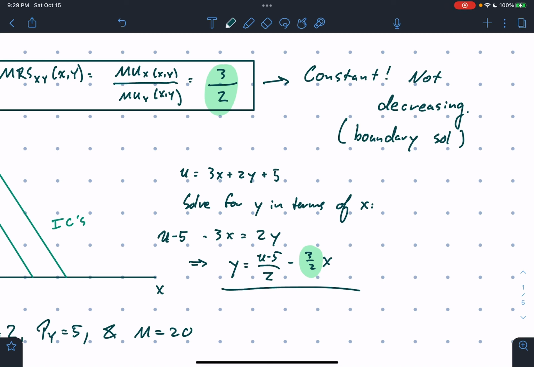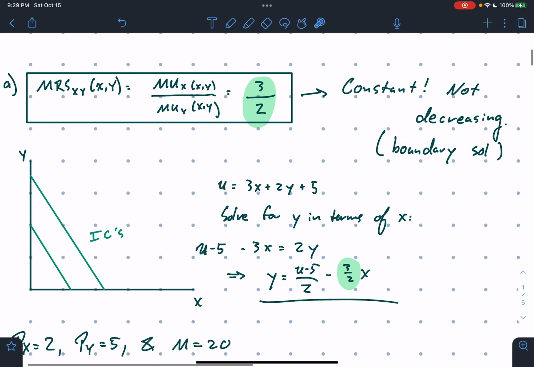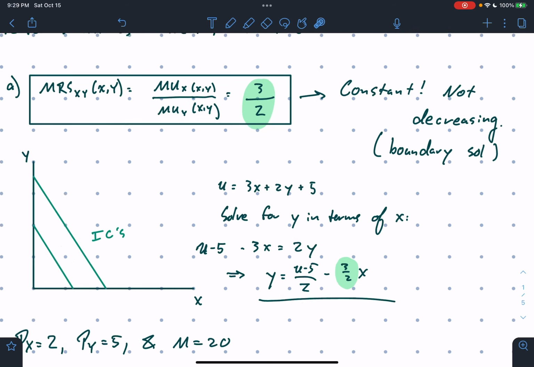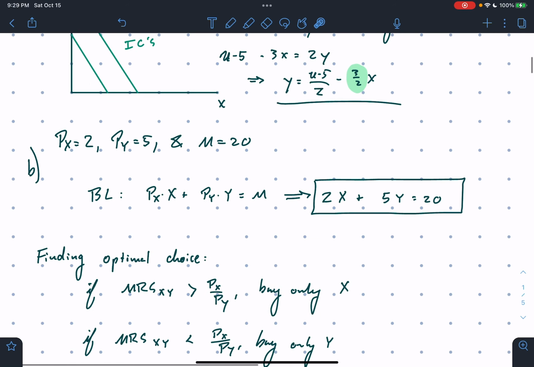What we do is we just isolate y on one side of the equation, divide over by 2, and then we get the slope of the indifference curves. Sorry, we get the form of the indifference curves. We can plot those here. We're just looking for a line that's downward sloping and has a slope of negative 3 over 2. We just plot this for different utility levels, and then we get our indifference curves. Okay, now we're on part B.